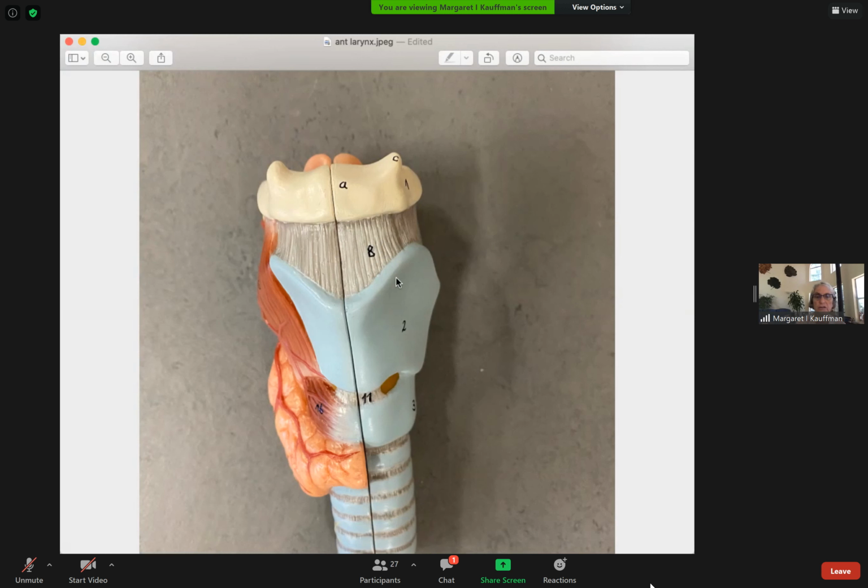This is the thyroid cartilage. It's the big shield. You can actually feel it at the top, right under your jaw. You can feel that big shield shape of this thyroid cartilage. All of these are made of hyaline, by the way. This is obviously bone, but this is all hyaline.